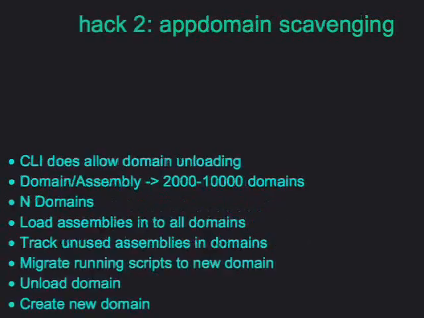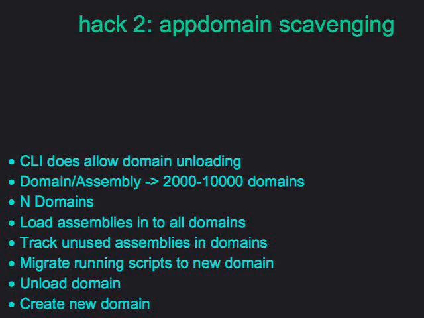So how do we do it? Well, we can do app domain scavenging, because the cool thing is now that we can move a running script from one process to another. That also means we can move a running script from one app domain to another. So the cool thing about this is that although you can unload app domains in CLI, if you've got 2,000 to 10,000 running scripts, you don't want 2,000 to 10,000 app domains, because you're going to end up with massive memory overhead per app domain.